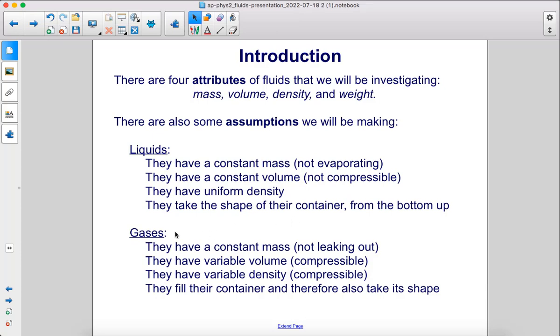Here are the assumptions about gases. They have a constant mass, so they're not leaking out of their container. They have a variable volume, which means they are compressible. They have variable density because they're compressible. They fill their container and therefore also take its shape.